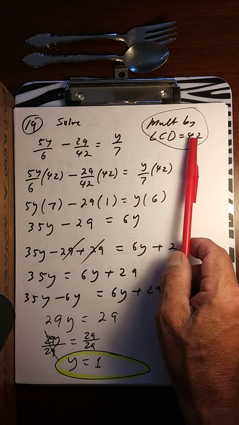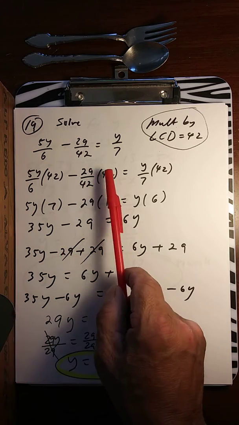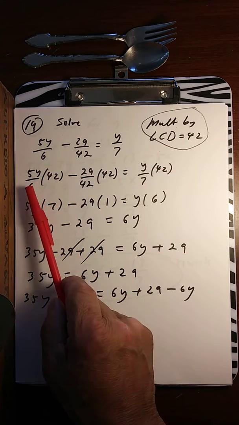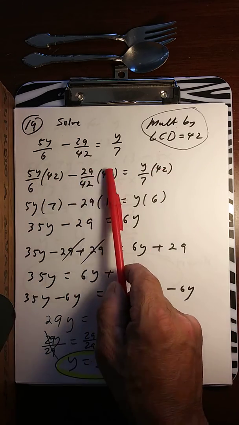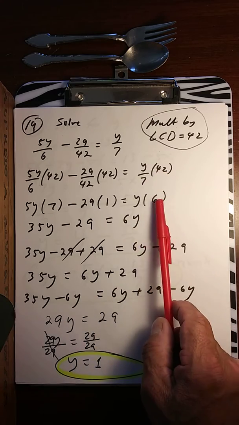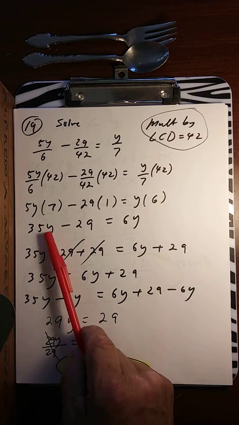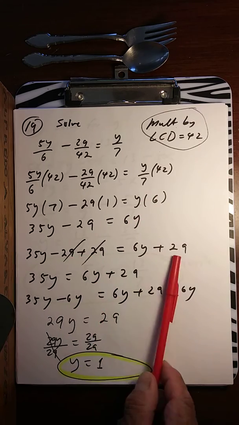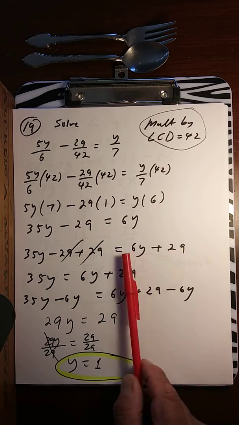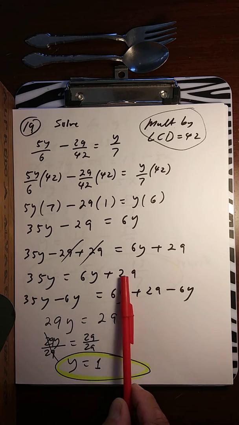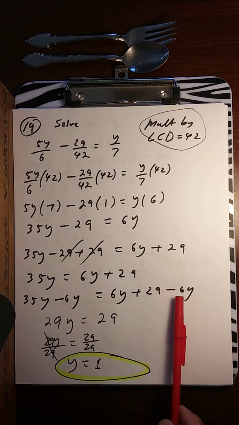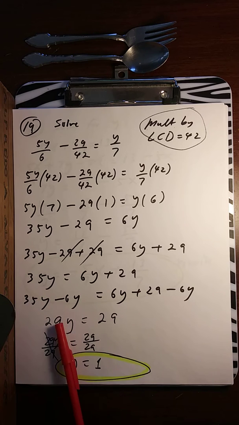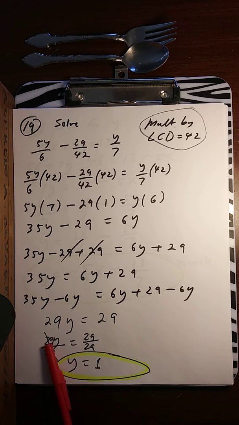Multiply by the LCD, which is 42. So this one by 42, 42, 42. So 6 divides 42, 7. 42 divides 42, 1. 7 divides 42, 6. 7 times that, 35y, 29, and 6y. So now I'm going to add 29 to both sides. These are gone. So we have 35y equals 6y plus 29. Now I'm going to go minus 6y minus 6y. So these are going to be 29y equals 29. Divide by 29, divide by 29. Y is 1.